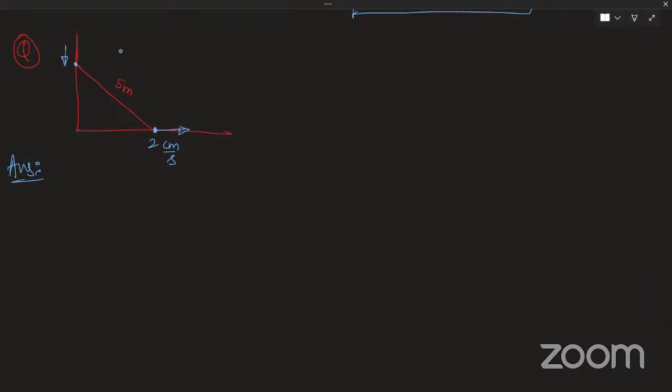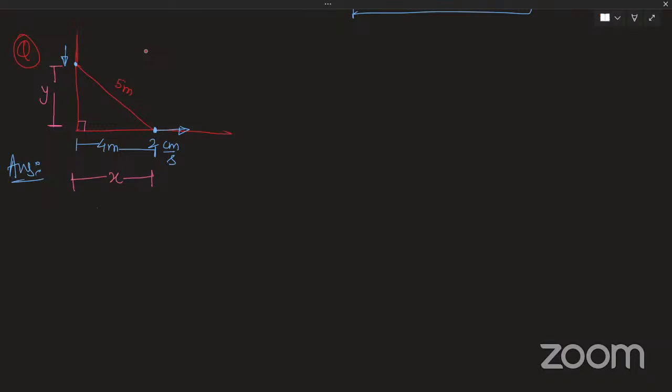When it is given to you that the foot of the ladder is 4 meter from the wall, basically this is given to me as 4 meter, and it is being pulled at 2 centimeter per second. Fine. Can I establish a relation between both of these lengths and the length of the ladder? I'll treat this as X and this as Y. Can I establish a relation between X, Y, and the length of my ladder?